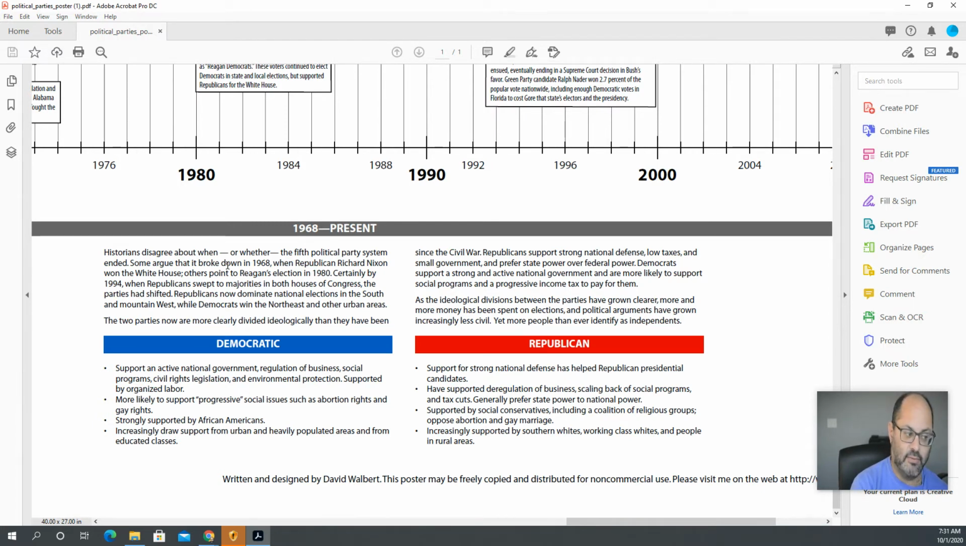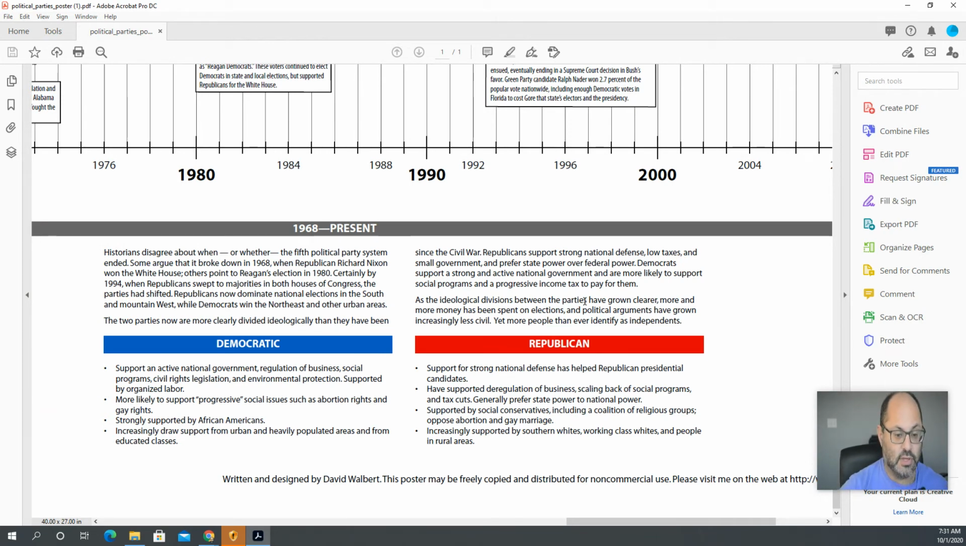Certainly by 1994, Republicans swept the majorities in both houses. The parties had majorly shifted by that point. So Republicans now dominate national elections in the South and maintain the West, while Democrats win the Northeast and other urban areas. They're more divided than ever since the Civil War. Republicans support strong national defense, low taxes, small government, and prefer state power over federal power. Democrats support a strong and active national government and are more likely to support social programs and a progressive income tax to pay for them.